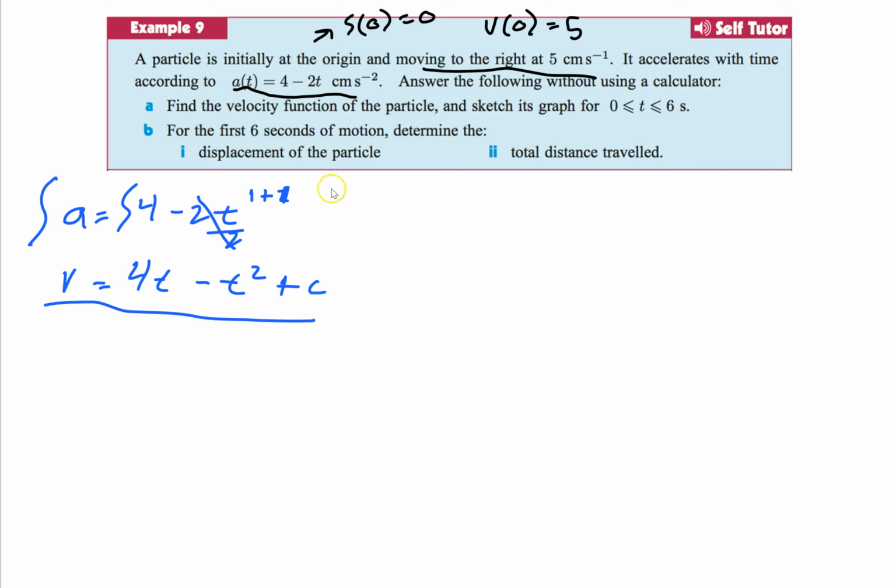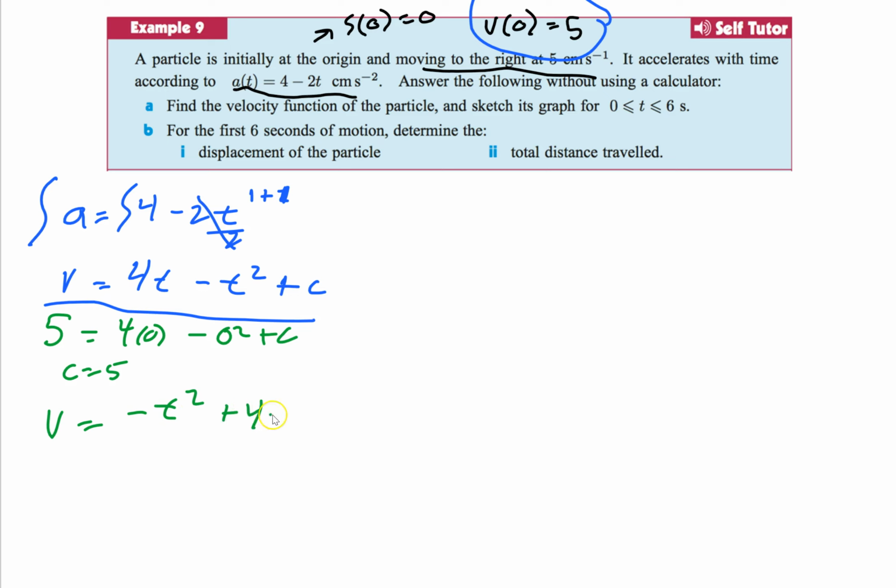Except for the fact that you don't ever leave it with the c there, right? That's why they gave you this in the very start. They want you to find the c. You always have to find the c if you're going up or down. They want you to find a function, find the variable. So in this case, let's plug our point in. My initial velocity is 5, so when I plug in 0, I get 5. So 5 equals 4 times 0 minus 0 squared plus c. So c equals 5. Now my velocity equation is this. Let's make it a little nicer: negative t squared plus 4t plus 5. That's my actual equation.